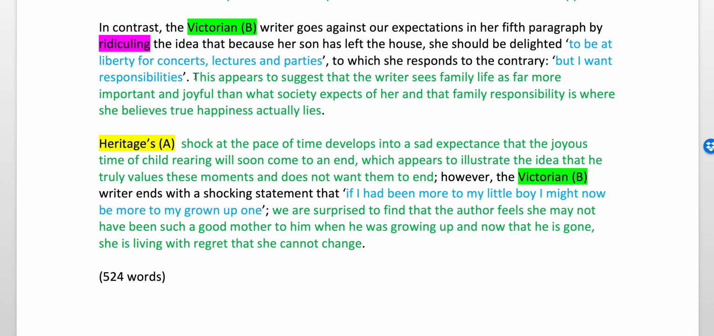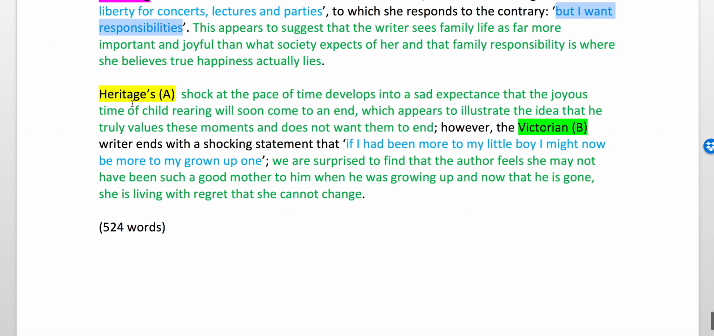And the next one I've said, this appears to suggest that the writer sees family life as far more important and joyful than what society expects of her, and that family responsibility is where she believes true happiness actually lies. So basically what happens in this text is that because her son has grown up and has left the house, her friends sort of suggest to her, well, you're free to go to parties and lectures and concerts and all this kind of stuff. And then she kind of goes against that and says, but I want responsibilities. And so the implication is that she's not really interested in sort of shallow entertainment. She wants that fulfilling feeling of rearing her child again, and that time is now gone.